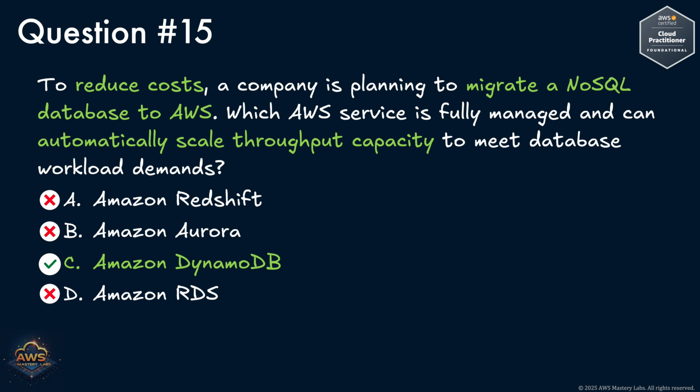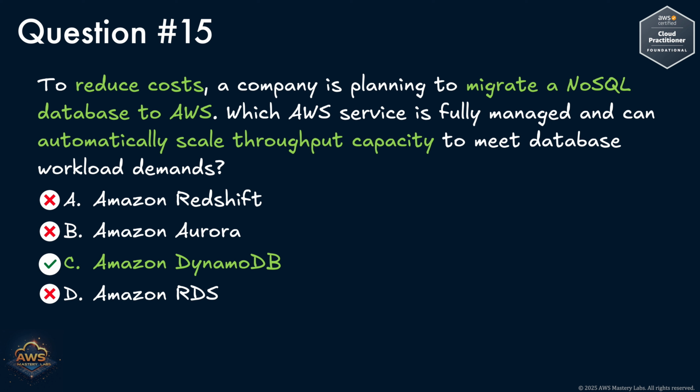With on-demand mode, capacity adjusts instantly to accommodate traffic without manual tuning. Alternatively, auto-scaling dynamically adjusts provisioned throughput based on utilization patterns. Both features align with cost-saving goals by ensuring the company only pays for what it uses, no more, no less.